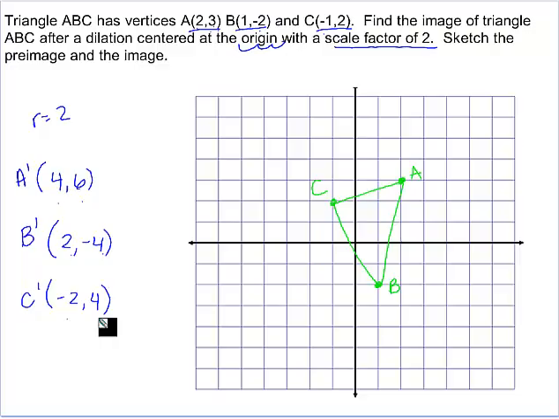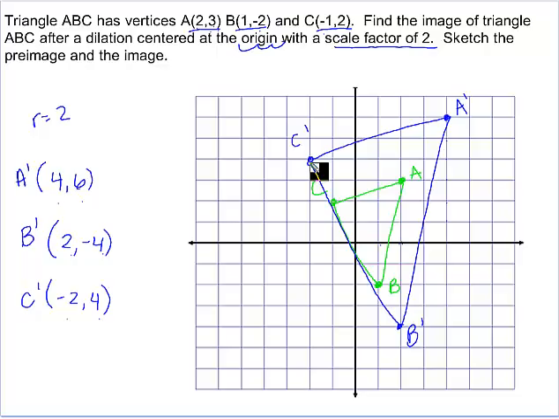So A prime is at (4, 6). So 1, 2, 3, 4. 2, 3, 4, 5, 6. So there is our post-image, A prime. B is at (2, -4). So B prime. And C is at (-2, 4). So C prime. And then we would connect those to get our post-image of what our dilation looks like.